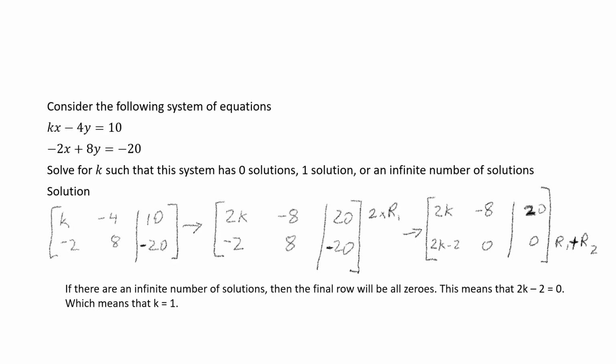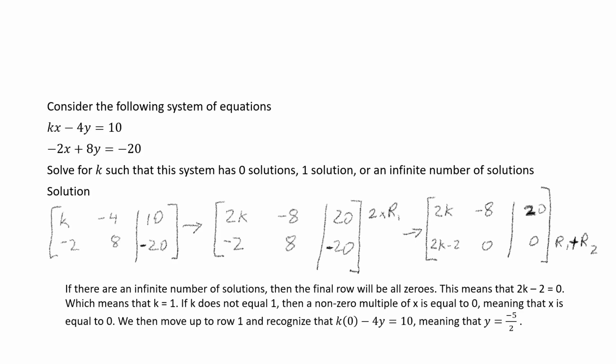Okay, but what if k doesn't equal 1? Well, if k doesn't equal 1, then that 2k minus 2 value in that last row would be a non-zero quantity representing the coefficient of x. So I'd have a non-zero value times x plus 0 times y equaling 0 in the last row. In other words, a non-zero quantity times x would equal 0. That could only happen if x was 0.